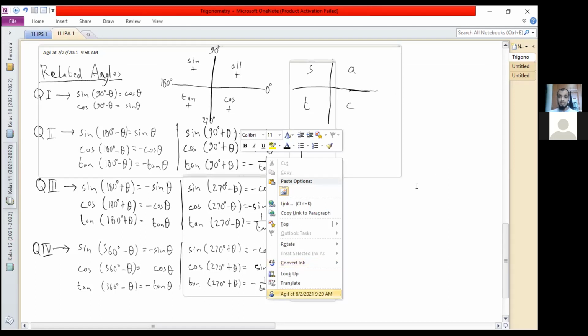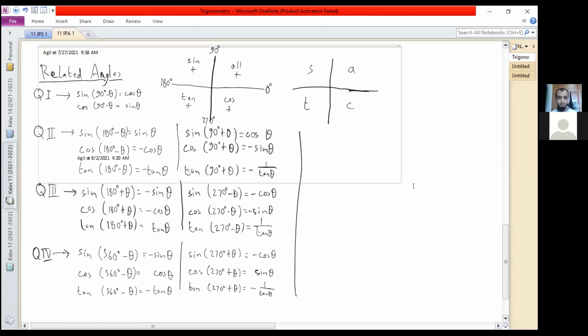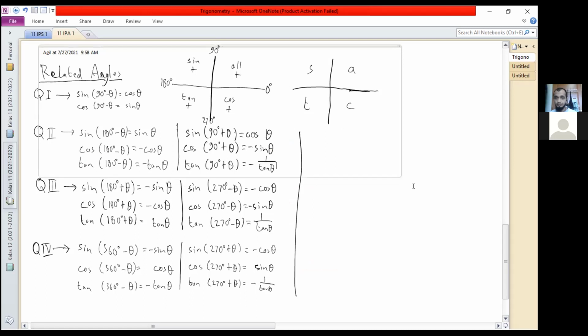Okay, so if you want to check, for example, the sine of 135 degrees, then this is equal to, you can either say that this is equal to sine of 180 minus 45 degrees.